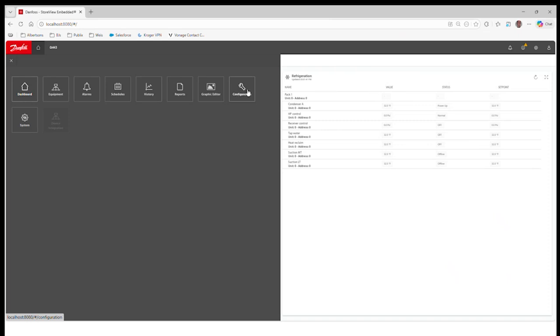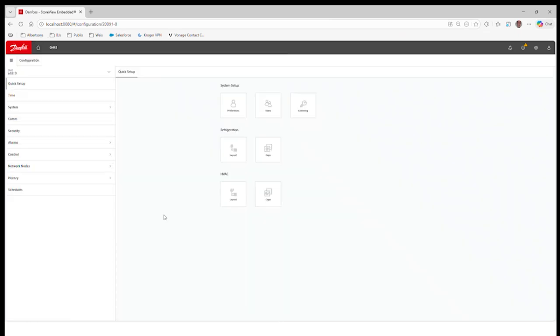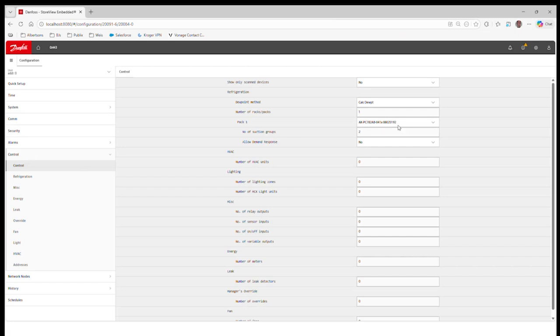So in our system manager, if we get into our configuration menu here and we go to control, we can see in the program that I'm showing, I have a pack controller. It's our current 782A, latest software version 4.1. So we have that configured in this program.